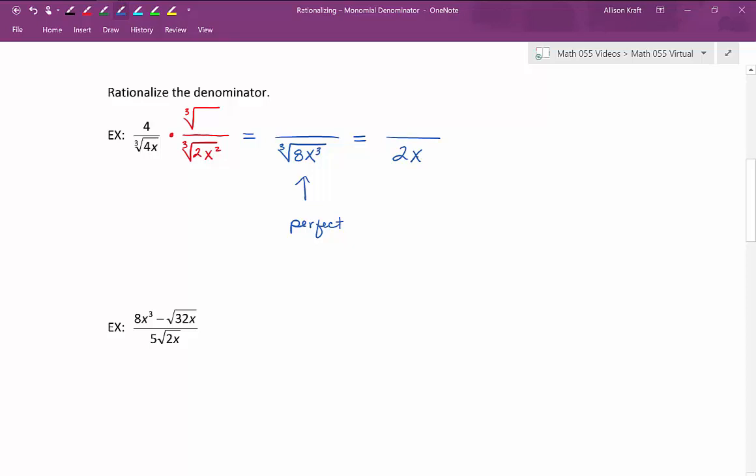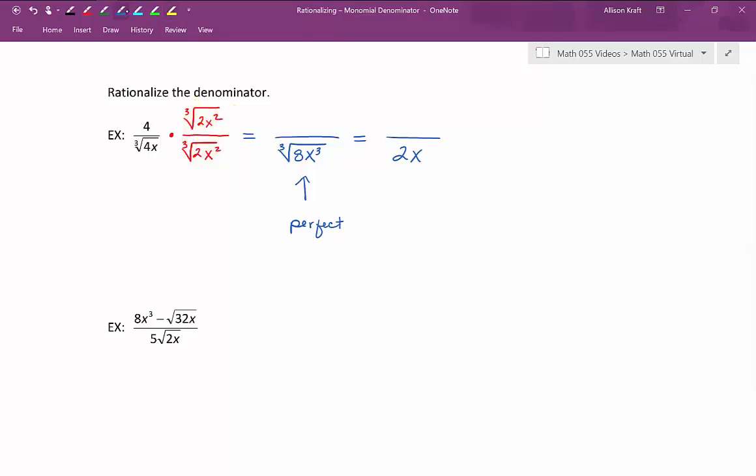So the denominator makes all the decisions for us because that's where we're trying to eliminate the radical. It makes all the decisions. Now the numerator is going to go along for the ride. To keep the math legal, we know we have to multiply the numerator and the denominator of a fraction by the same thing, because essentially we're just multiplying by a fancy form of 1 right here.